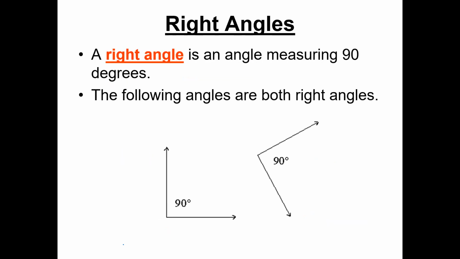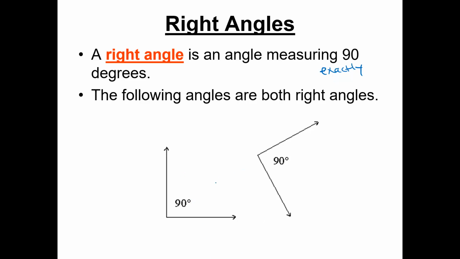Okay, the next one is the right angle. A right angle is an angle measuring exactly 90 degrees. Remember that it needs to be exactly 90 degrees. It cannot be more or less, like 90.001, right? That's actually more than 90. So exactly 90 degrees is what we call the right angle.